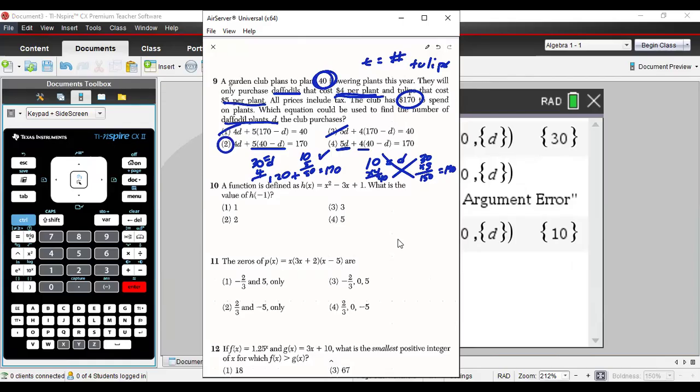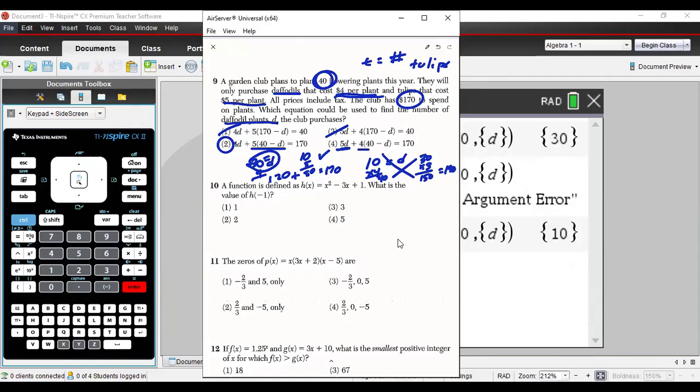Now, you should be able to go through the front door and find this answer. But if you can't, you can go to the actual answer choices and start solving for D and see which one makes sense. This one, 30, is the only one that makes sense. And that's it. So the answer for this one is two.